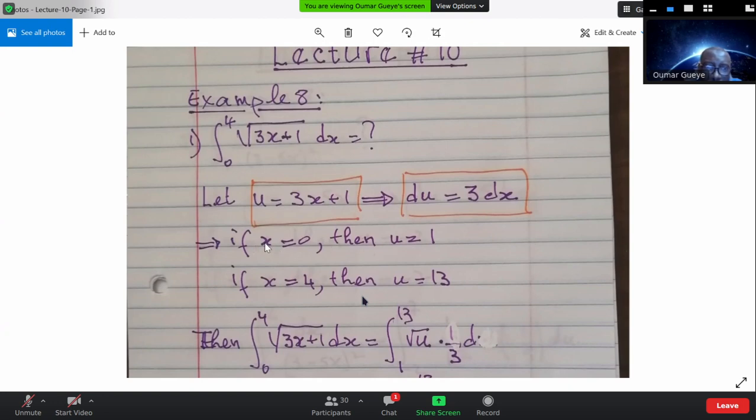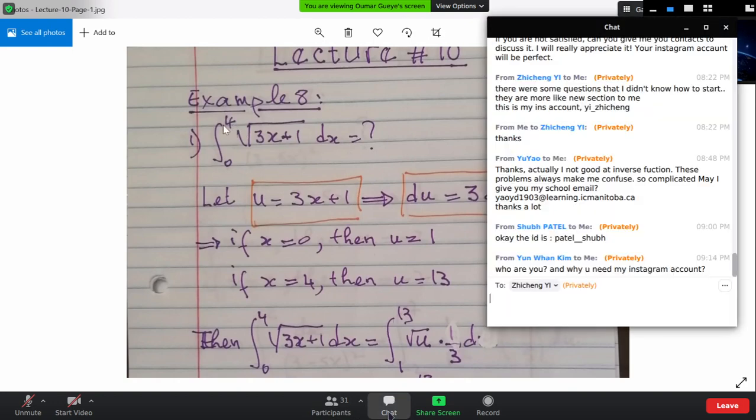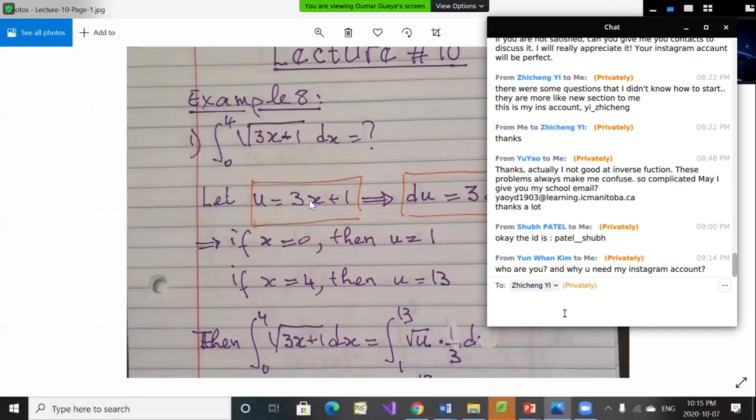For the interval of u, as I told you before, if x is equal to 0, what's going to be my u? When x equals 0, you substitute x by 0, and your u is going to be 1. And when x equals 4, the second endpoint of the interval, you replace the x by 4, and your u is going to be 3 times 4 plus 1, which is 13. So it means we're going to integrate from 1 to 13.